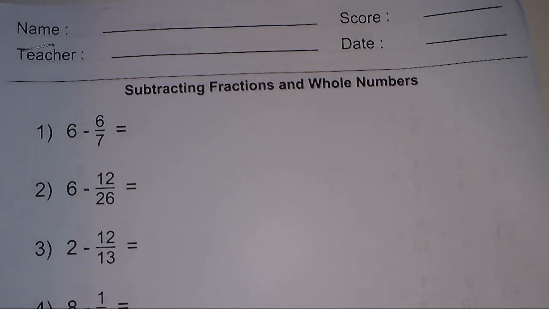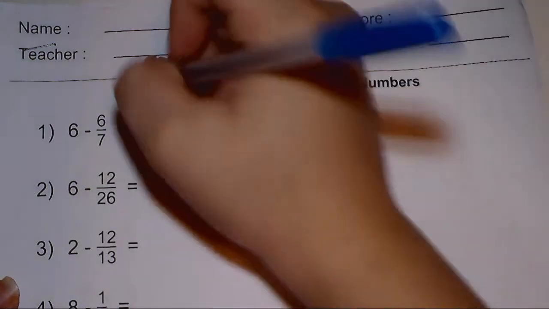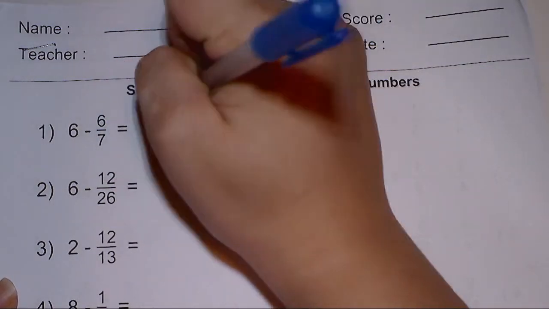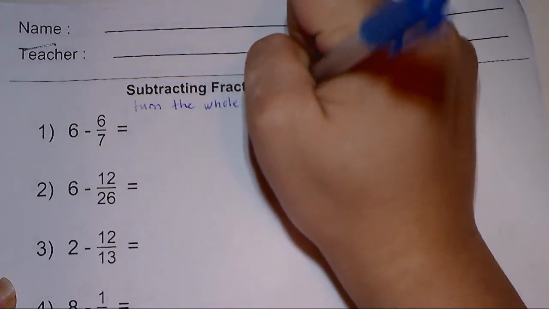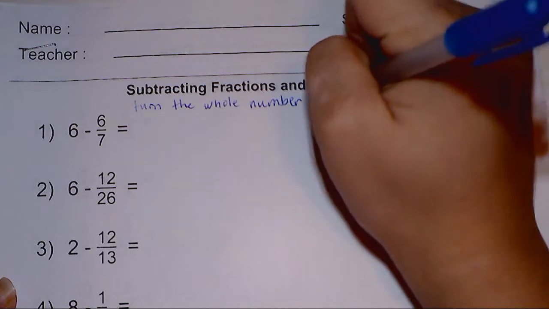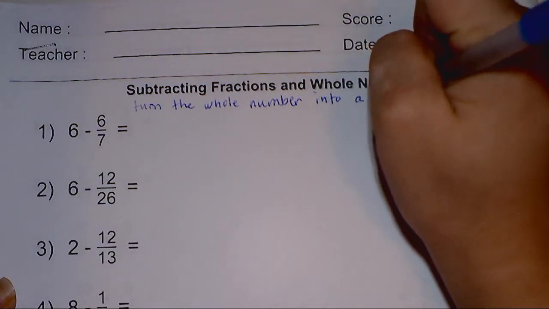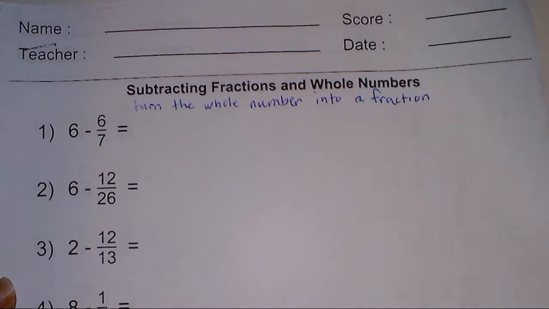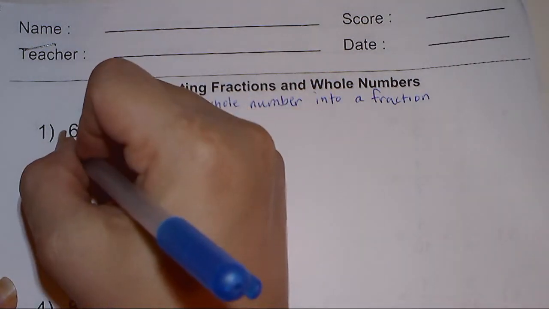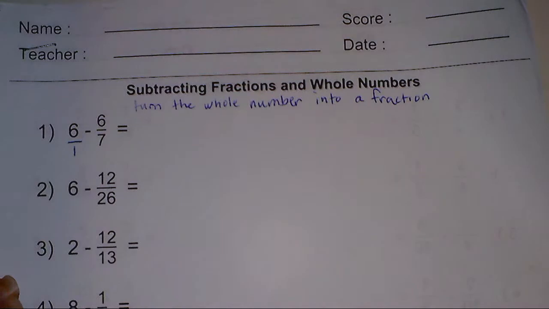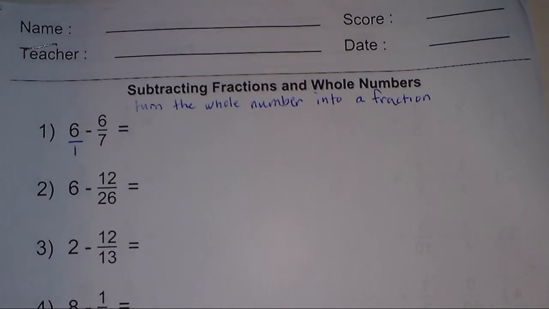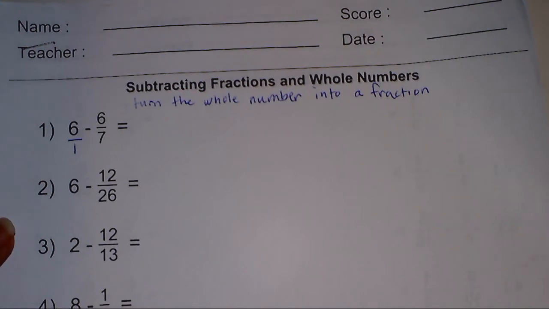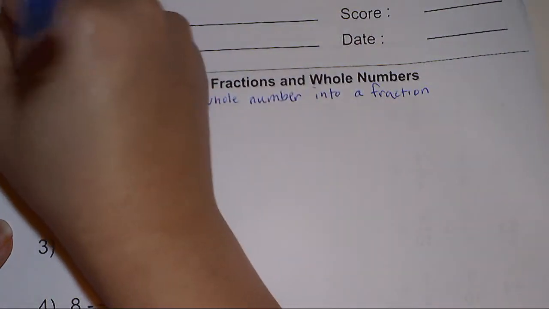The first thing we want to do is turn the whole number into a fraction. So, for example, 6 would become 6 over 1. That's how we turn it into a fraction. Anything over 1 stays the same. So 6 divided by 1 is 6. That is a rule I've taught them before, and that is that all fractions are division problems.